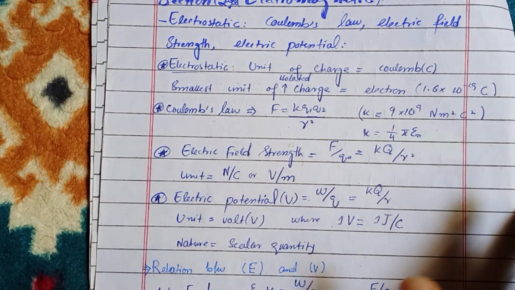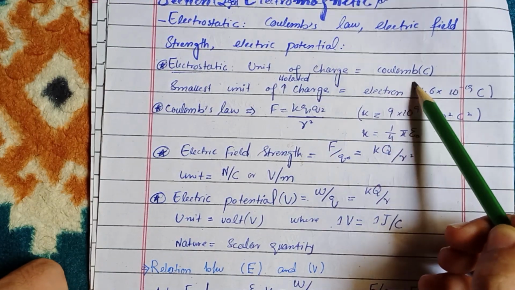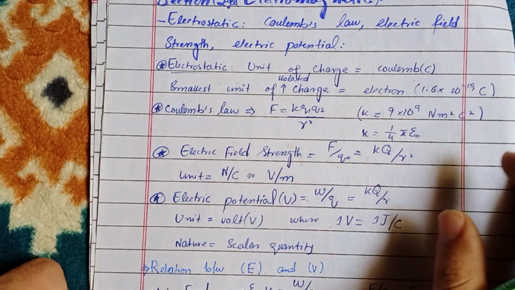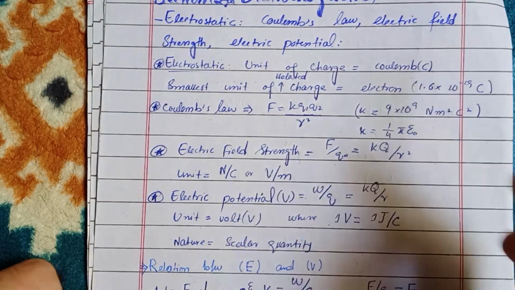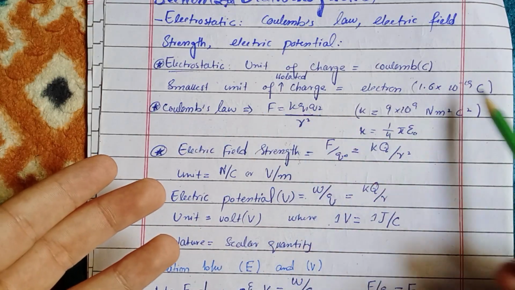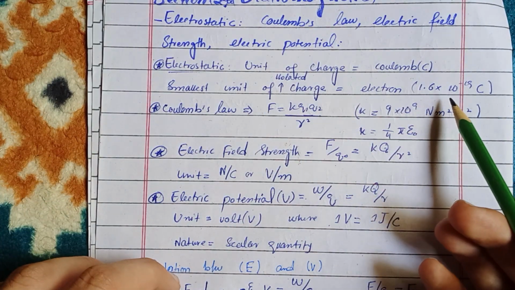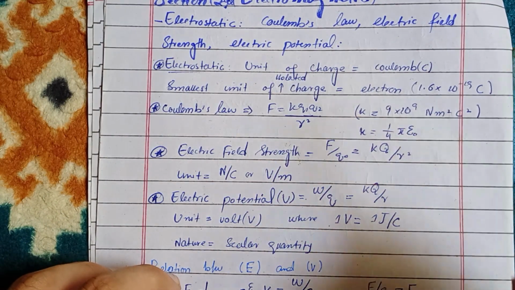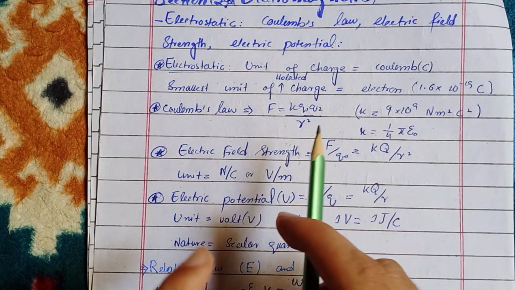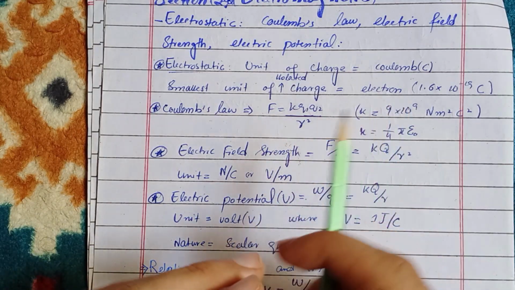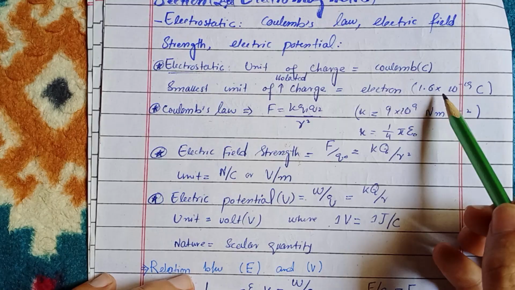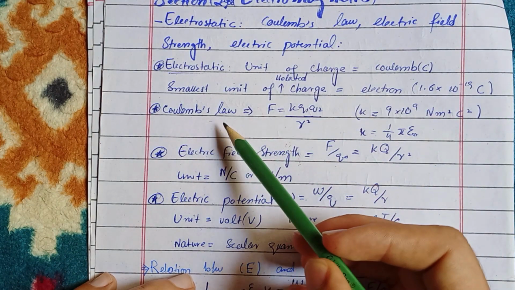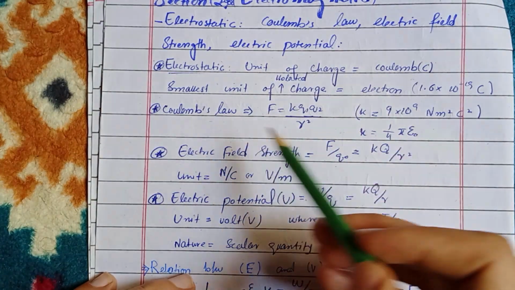What is electrostatics? In electrostatics, the important thing we will study is the unit of charge. What is the unit of charge? We all know that the unit of charge is the coulomb, and it is represented by C. The smallest unit of isolated charge is the electron, and its value is 1.6 × 10^-19 coulomb. The smallest isolated charge is the electron, and the value of it is 1.6 × 10^-19 coulomb. Okay, what is Coulomb's law and what is its importance?